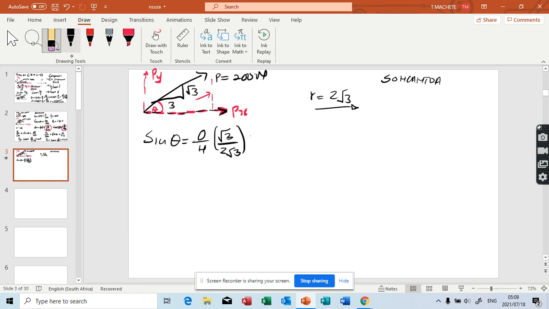Okay, wait. Let me do this. Sine theta is equal to opposite over hypotenuse. In this case, I made a mistake there. Remember, this hypotenuse is for your resultant basically, that P. Let me write P there so that I don't get confused.